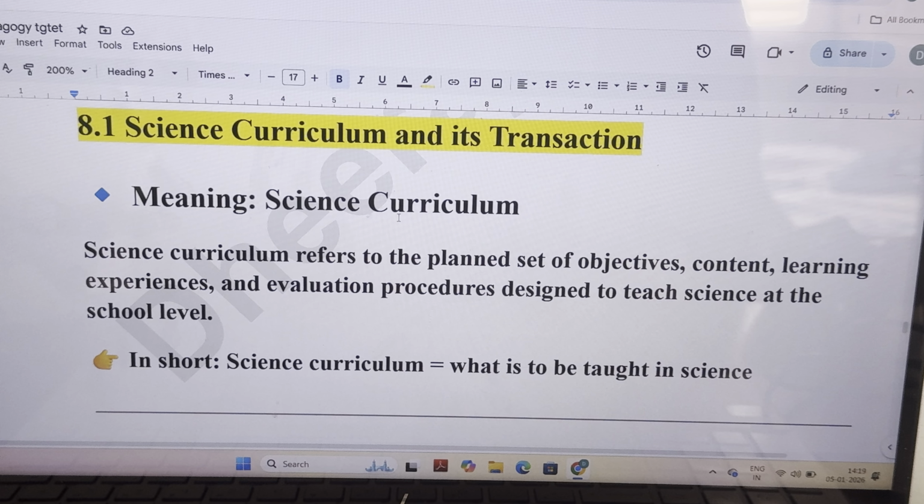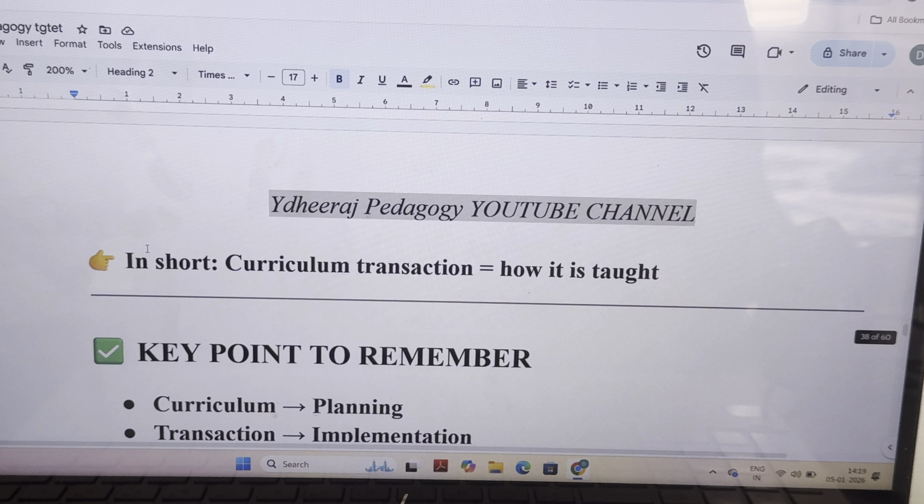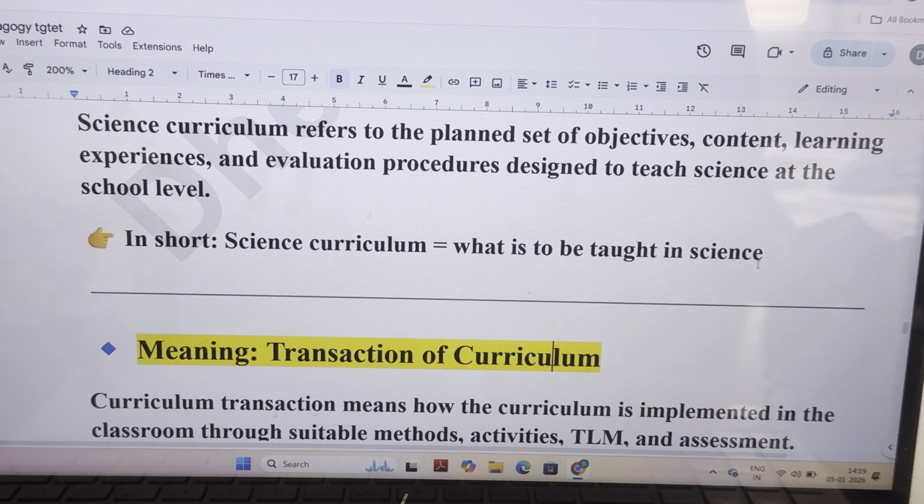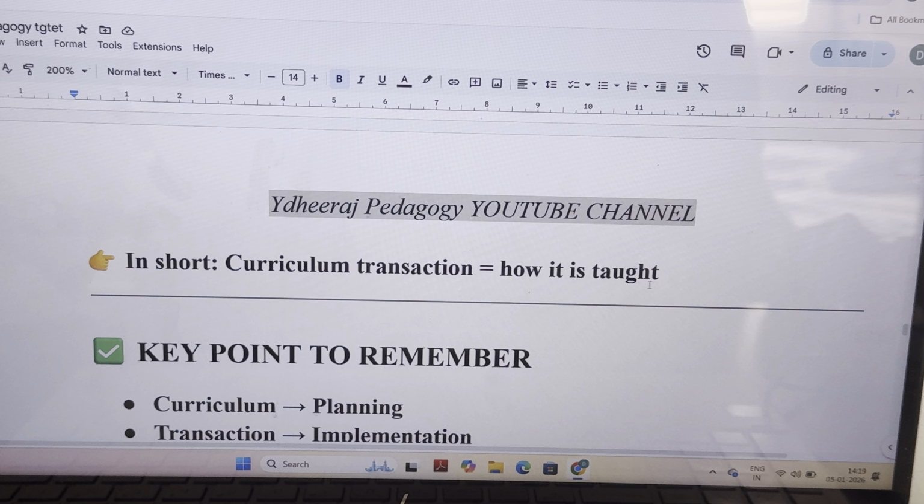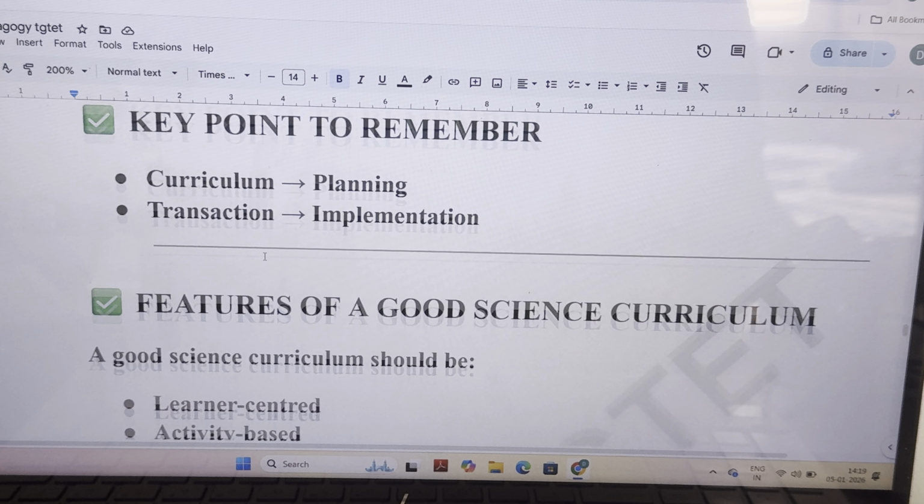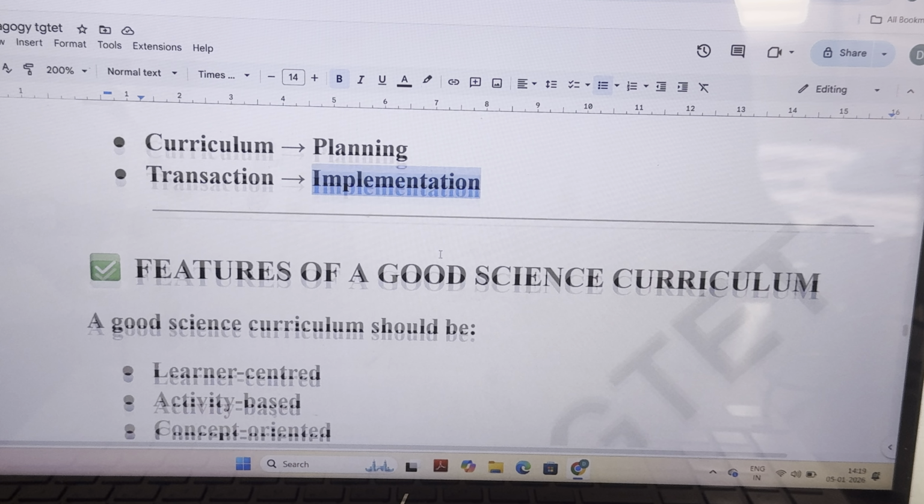So science curriculum and its transaction is this. What is to be taught in science will come under science curriculum. How you are teaching it will come under curriculum transaction. You have to remember, curriculum means planning and transaction means implementation. How you are planning and how you are implementing will come under science curriculum and its transaction.